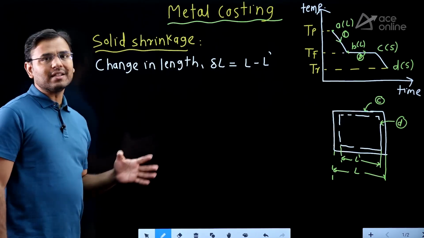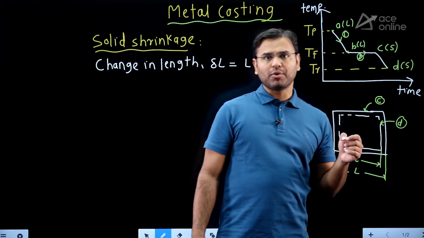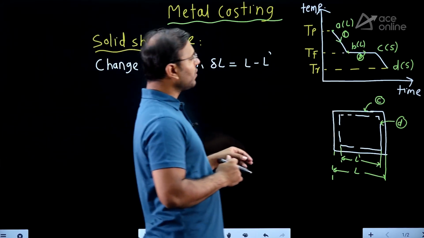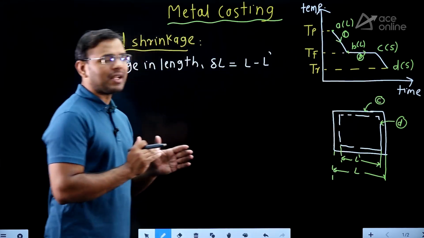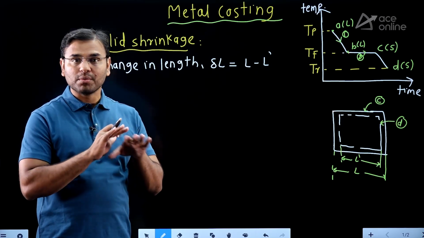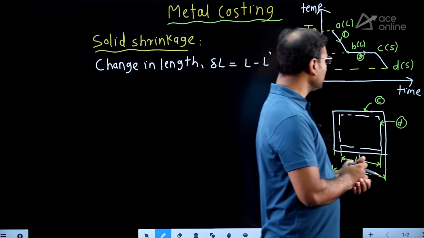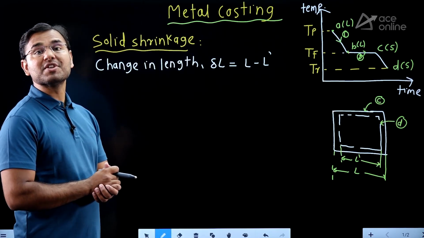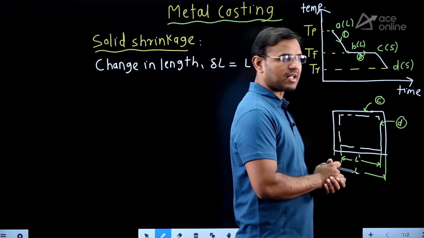When you are doing the casting physically, you can measure the length at point C. How? You are going to break the mold at point C only, when the liquid is converting into solid. At point C we get the perfect solid, and at that point we break the mold and measure the length of the component. Then from C to D there is some shrinkage, some reduction in dimensions.